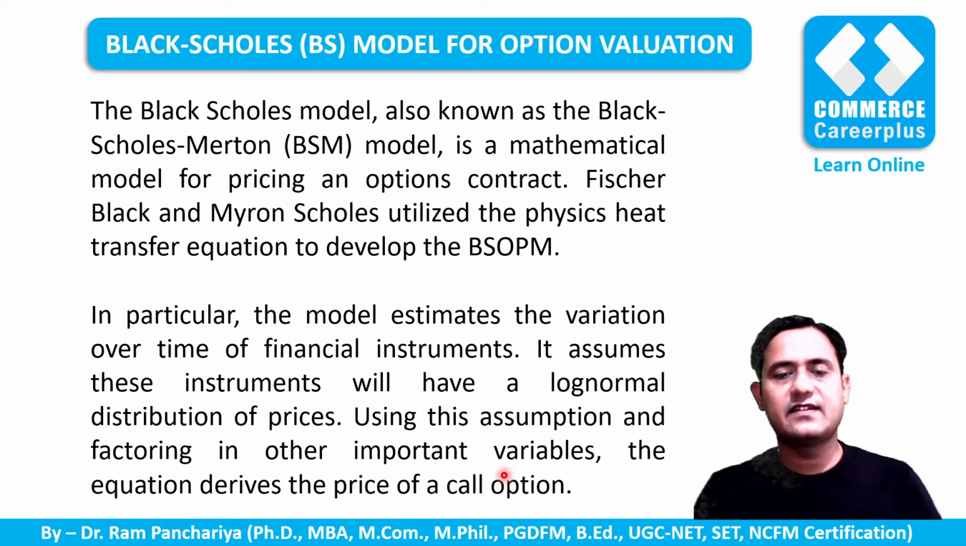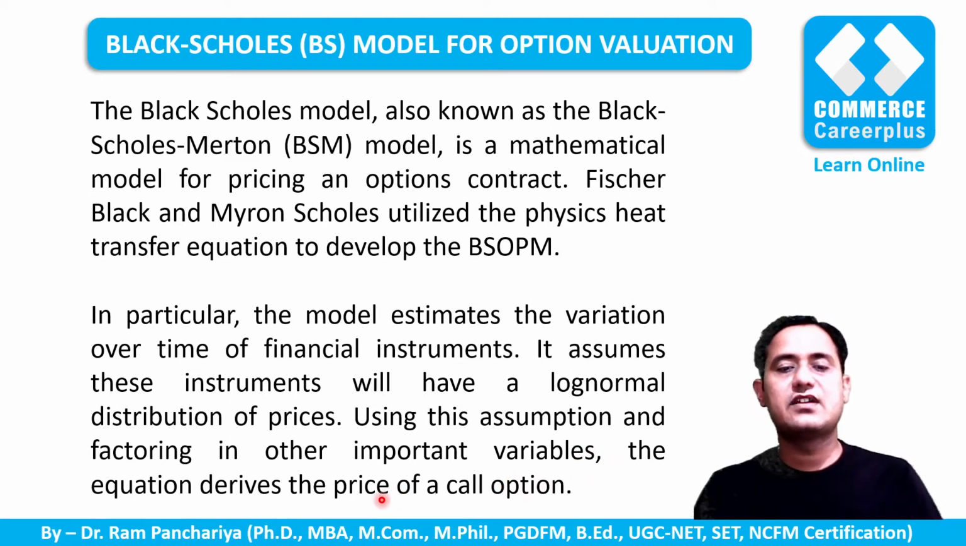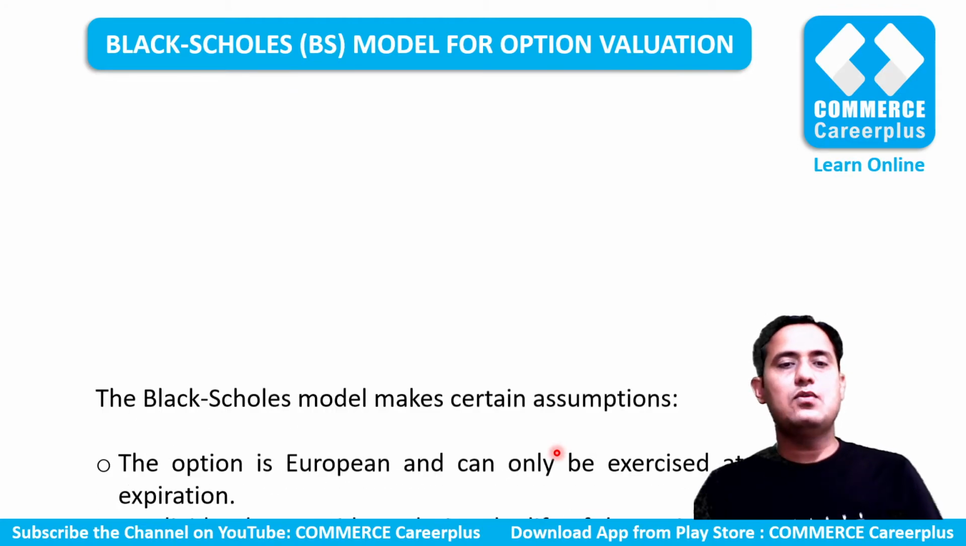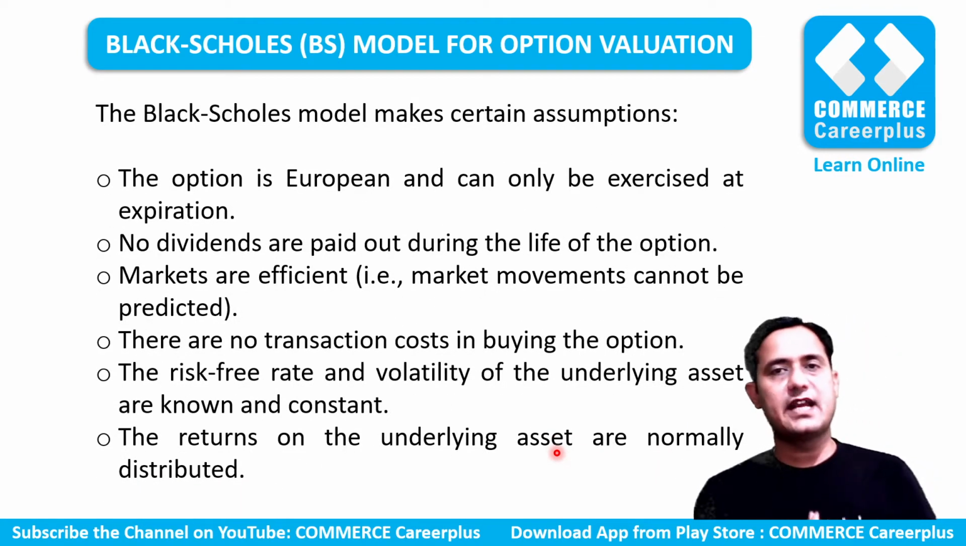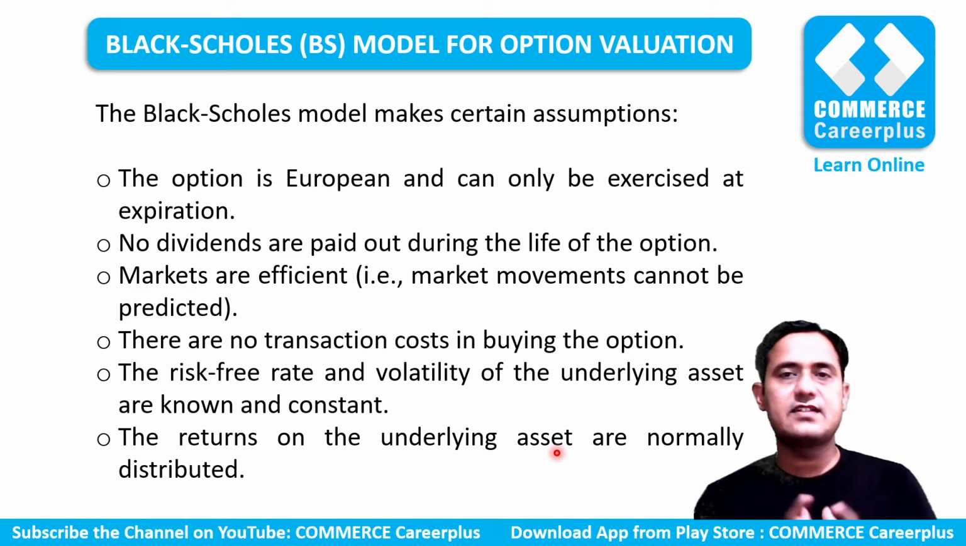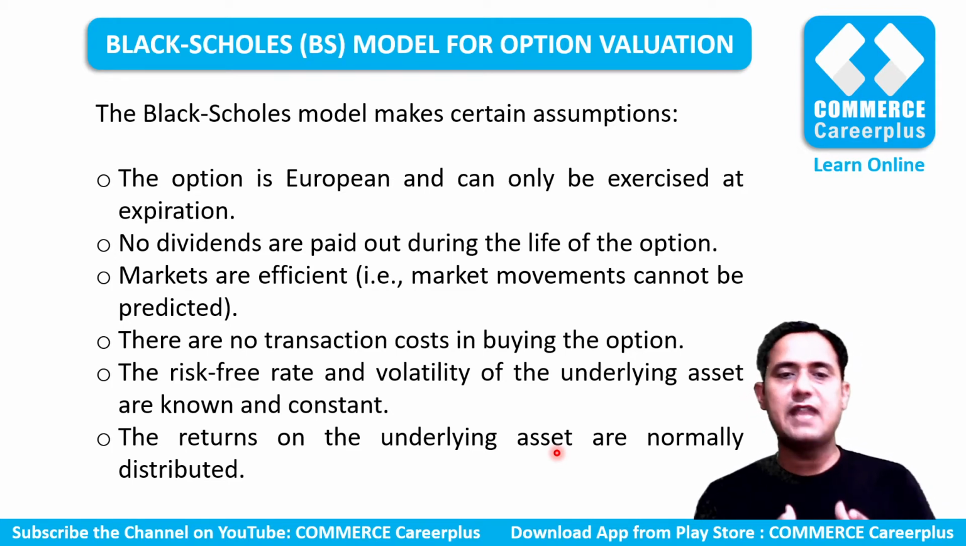Means by using this assumption and factoring in other important variables, which we discussed earlier, 6 variables, the equation derives the price of call option. Now we will discuss the assumptions of Black-Scholes model. There are certain assumptions of Black-Scholes model. These are the 6 important assumptions given here. Whenever we calculate the price or value of option by using Black-Scholes model, these 6 assumptions are considered.